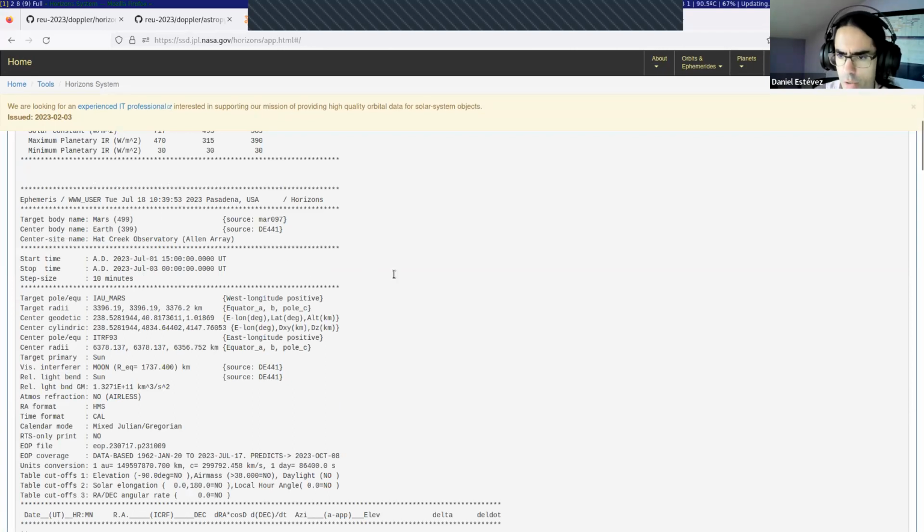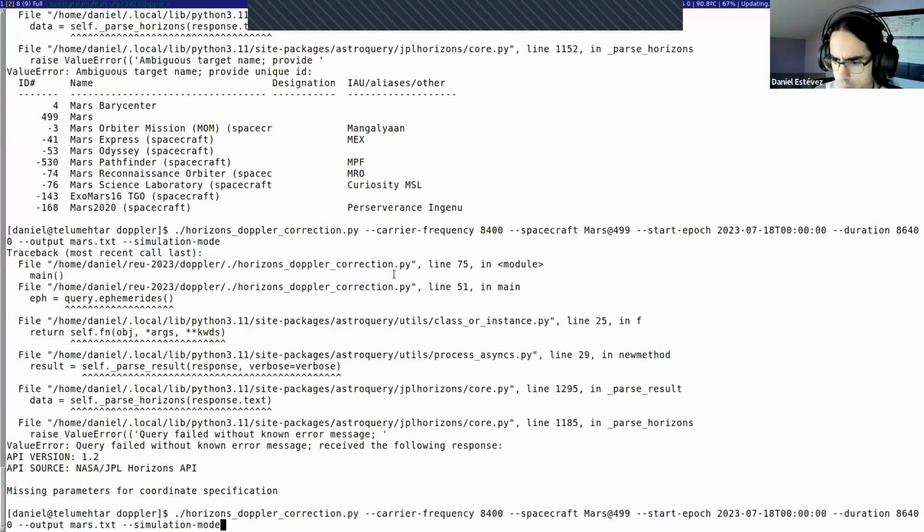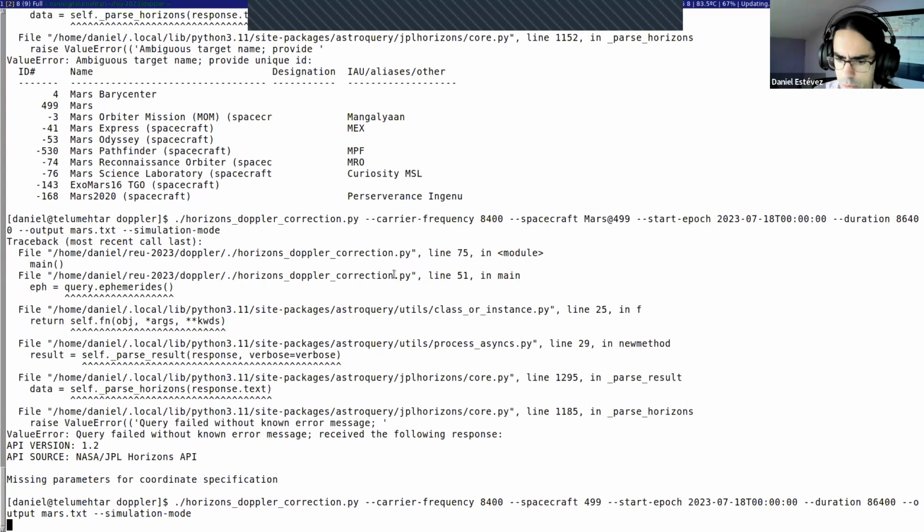Yeah, maybe I can just go 499. This is somewhat confusing because the objects have IDs, but they also have names. So I'm not sure if 499 will work. If not, there is some easy modification of this script which can fix this. And now I'm realizing that this is maybe a very large query, because I'm doing every 10 seconds for a single day.